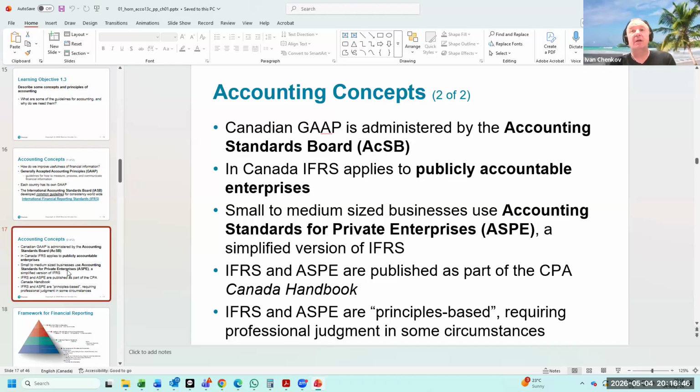So again, publicly accountable enterprises in Canada have to follow International Financial Reporting Standards. If you're running a private business, then you can follow Accounting Standards for Private Enterprises, which is also governed by the Accounting Standards Board. The Accounting Standards Board is the one who sets up the rules. It's the one saying which company uses what.